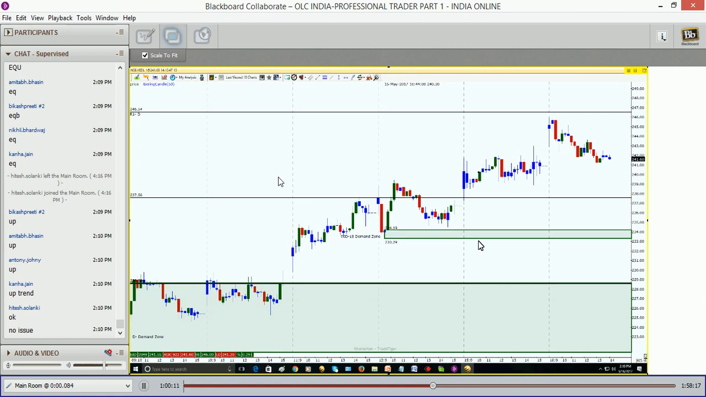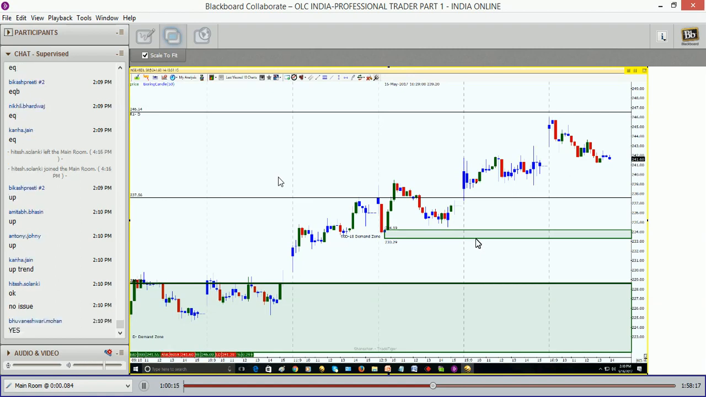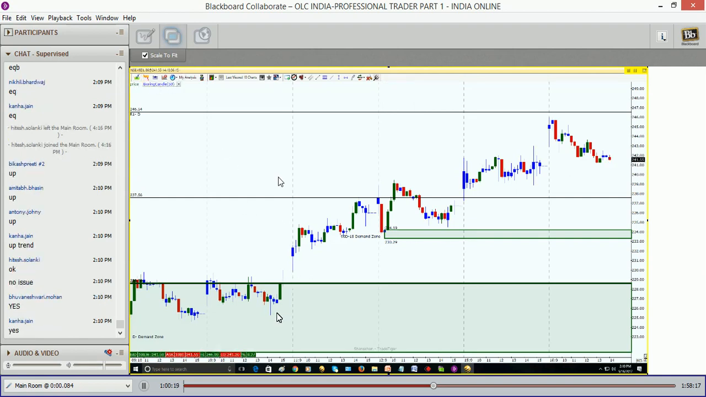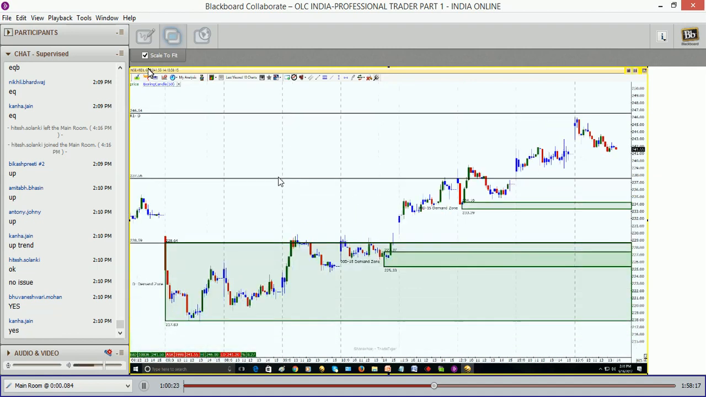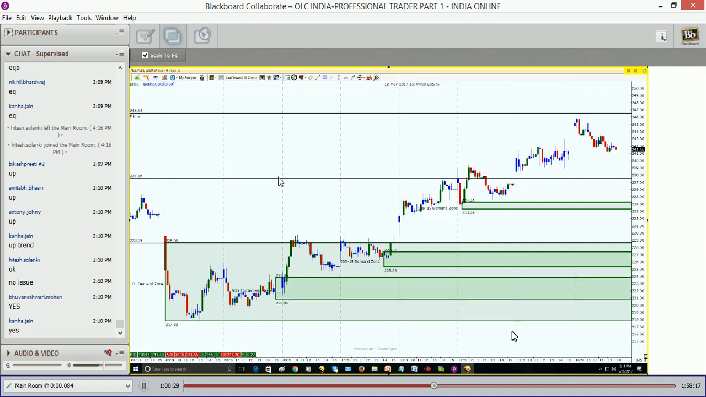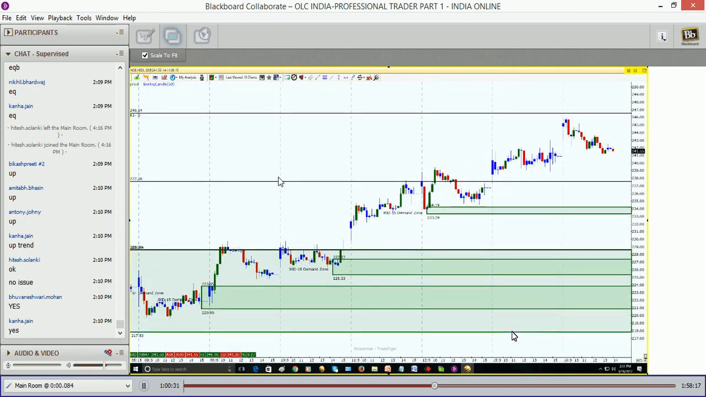Yes, no, I don't know, Rahul. Yes, perfect. Can I mark this level as my second level? And can I mark this level as my level number 3? Would you all agree with me on the 3 demand zones that I have marked? Yes?